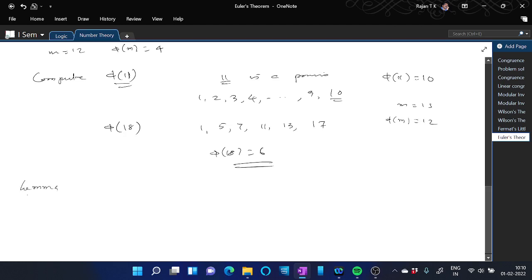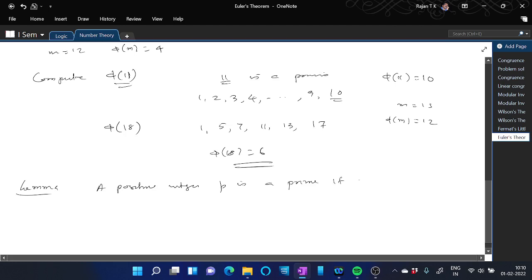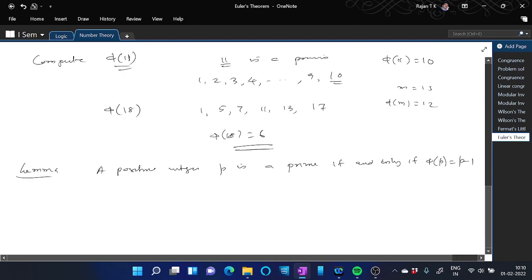So we write it as a lemma. A positive integer p is a prime if and only if phi of p is equal to p minus 1. So the Euler's function corresponding to the value p is p minus 1. Then p is a prime. If p is a prime, then phi of p is p minus 1. So let us try to prove this formally. So let p be a prime number.